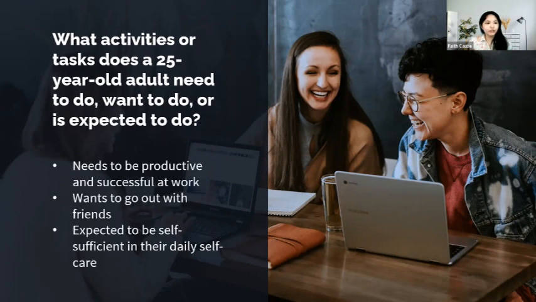So for most cultures, a 25-year-old is expected, this is usually working age, and therefore adults are expected to be productive and working towards success in their chosen career. And they might also want to go out with their friends because at this age, they're cultivating the relationships that they'll carry throughout their adult life. And at this age, they're expected to be self-sufficient in their daily self-care.